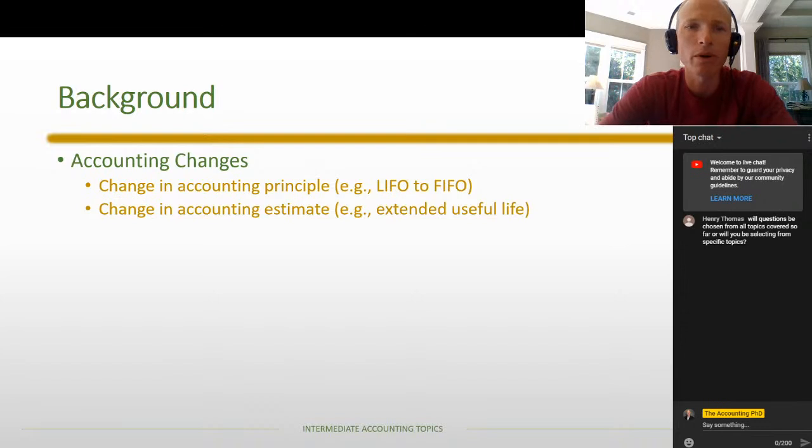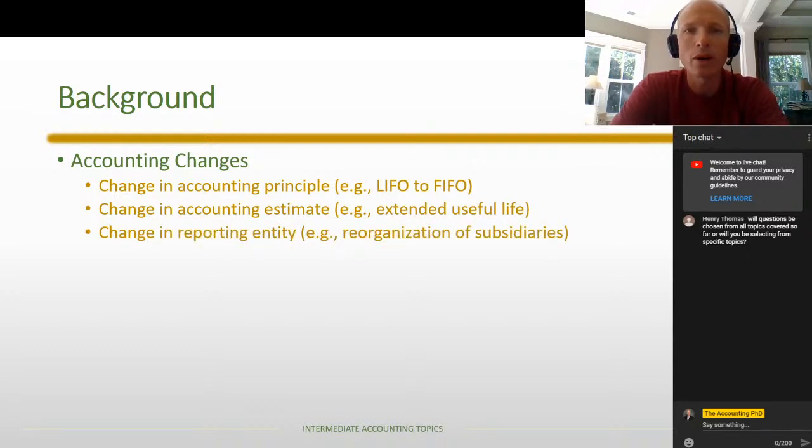And so the second type of accounting change is a change in estimate. As an example, we know that when you depreciate property, plant, and equipment, you can change the useful life. And so if you extend the useful life, it's going to change the amount of depreciation expense that you record, or you would have recorded. And that's a different type of accounting change.